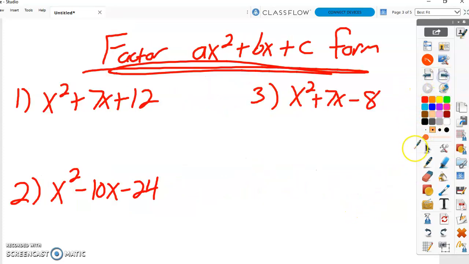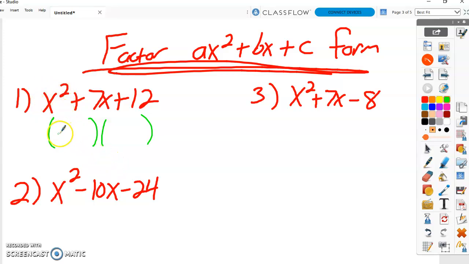All right, moving on to factoring in standard form. Okay, so this is specifically when we have the number 1 in front of x squared. All right, so all we are going to do is we're going to open up two sets of parentheses.